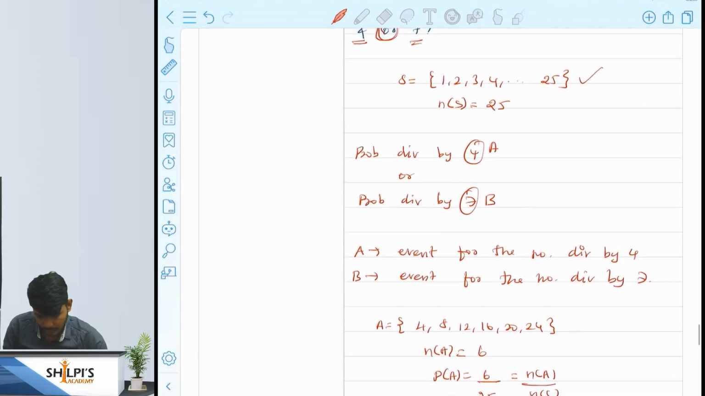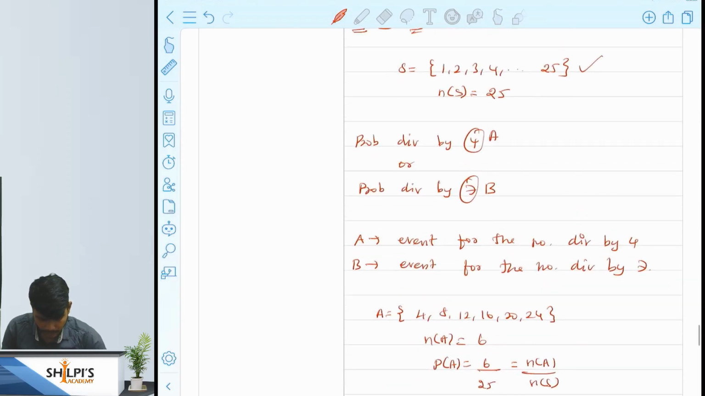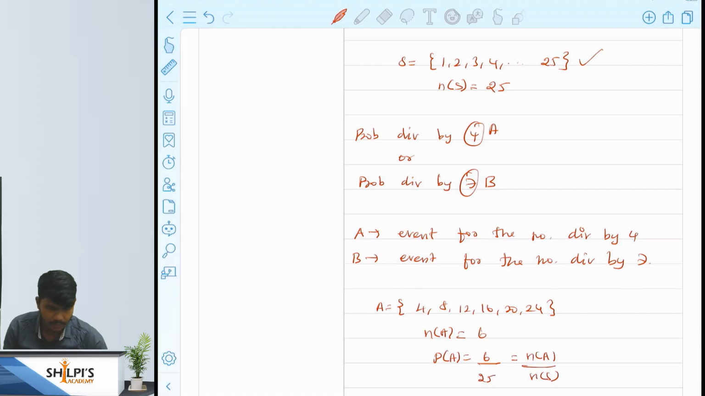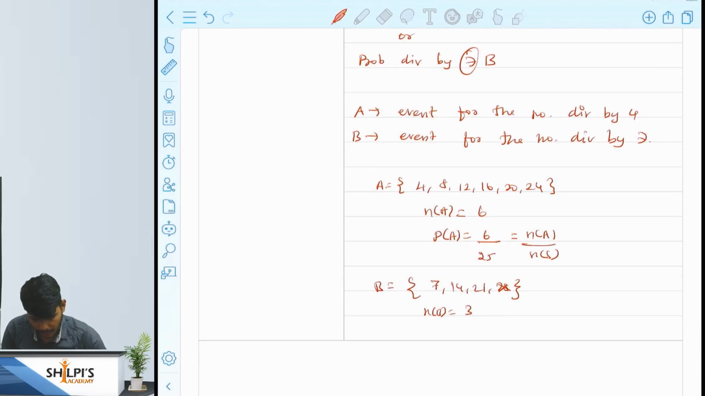Similarly, if you find the numbers that will be in the set B, it should be divisible by 7. So 7, 14, 21, and 28, no, 28 will not be there since our sample space ends with 25. So we will have 3 elements in set B, and the probability for this event is 3 by 25.